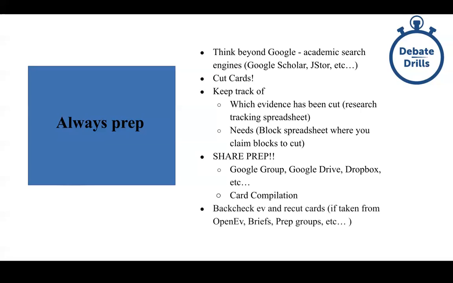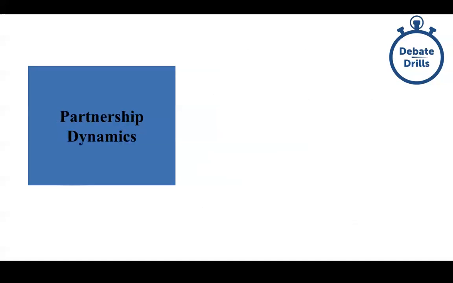Next, you can backtrack evidence and recut other cards. So some ways that you might want to do this is through looking at different websites such as debate.card, the different PF websites where they have briefs or open evidence. And oftentimes, if you search online, you can find a lot of different back files for public forum debate. So you also want to tap into those resources.